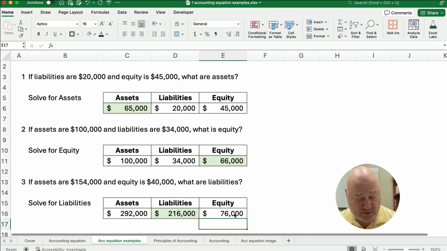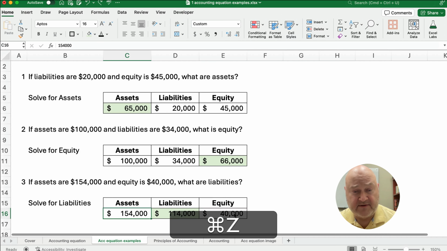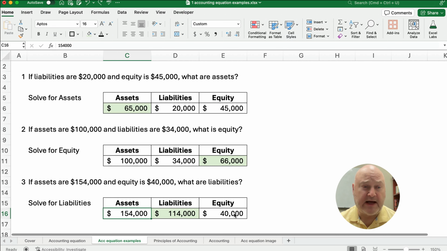So I'm going to undo. The way you undo is either Control Z or Command Z. So we got back to our original number. So I would set up templates. This is how you do it. You can set up templates to calculate assets, to calculate equity, and to calculate liabilities for the accounting equation.